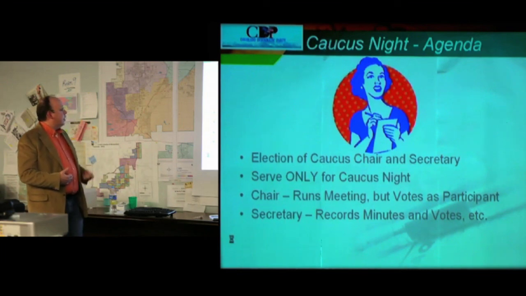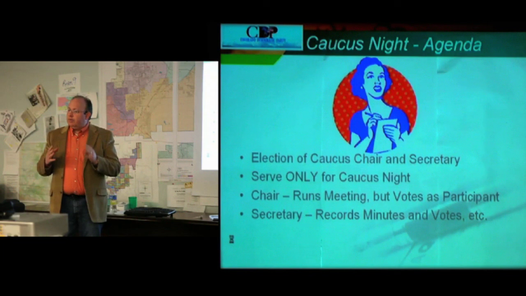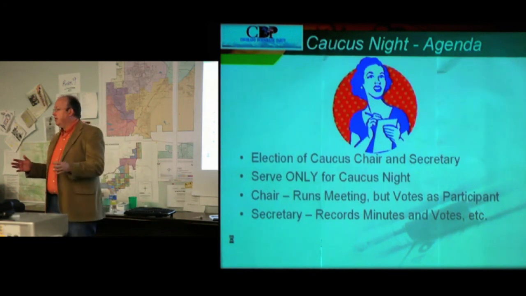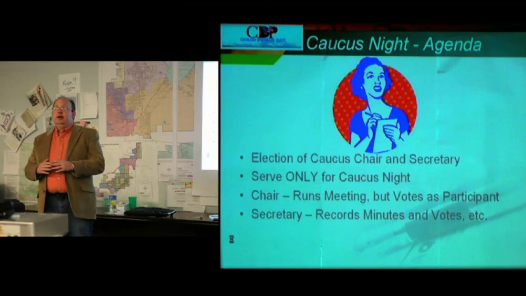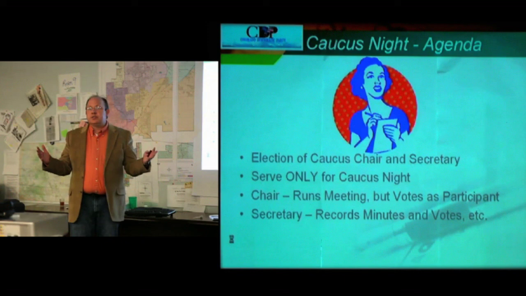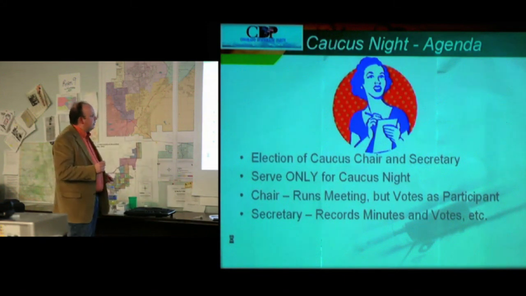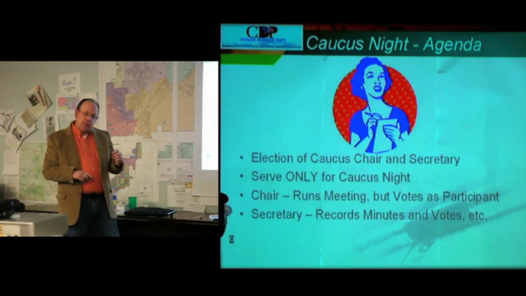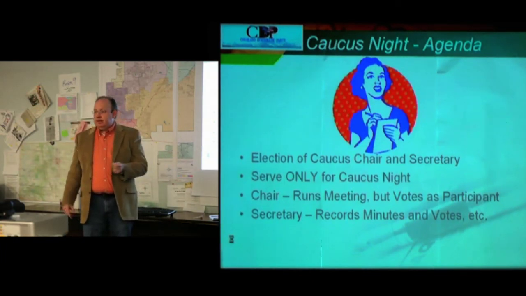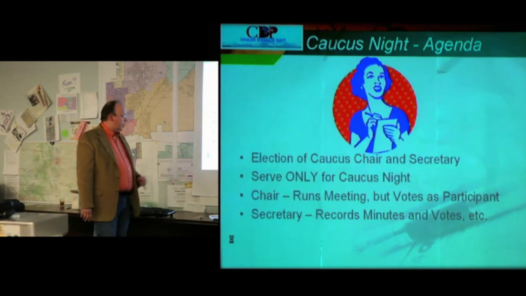The chair runs the meeting, but unlike some other kinds of meetings, the chair has a right to vote completely as a participant. The chair does not give up his or her vote just because they're chair. The chair is not in a position where they only vote in case of a tie. The chair always votes just like anyone else, but they run the meeting. The secretary records the minutes, writes down what happens, records the votes, and fills out the forms. Those are essentially the two jobs you elect on caucus night that serve on caucus night.